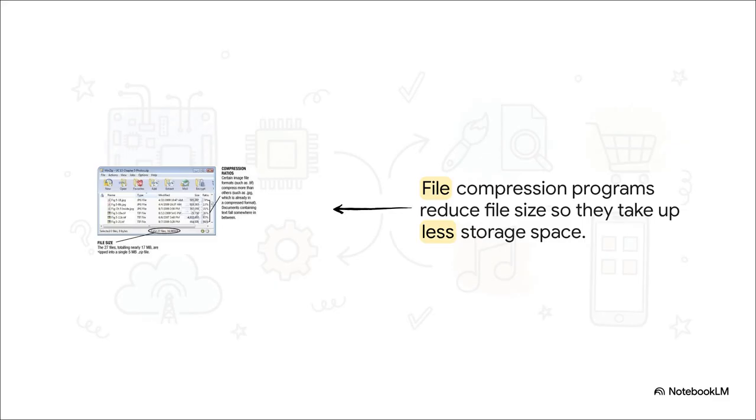Take file compression, for example. You can think of it like one of those vacuum sealers you see in a pro kitchen. It takes these big, bulky files that are hogging all the space in your pantry, your hard drive, and it just shrinks them down into a tiny, neat package. It's a simple but brilliant little tool for efficiency.